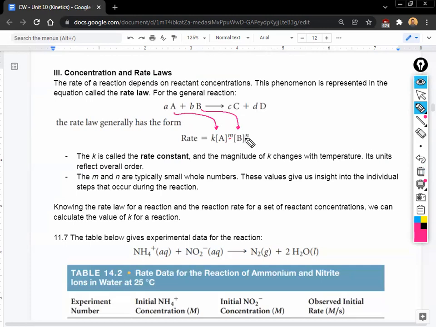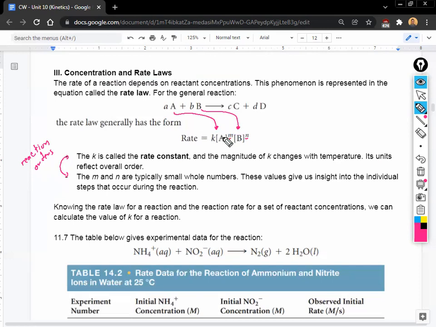And then we have M and N right here, and these are going to be small whole numbers. We'll elaborate on this in just a second, but this is all going to connect to something called reaction orders. So that's basically what this equation means.